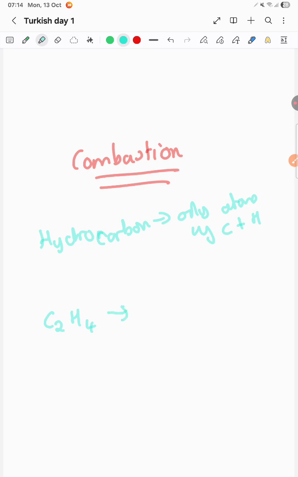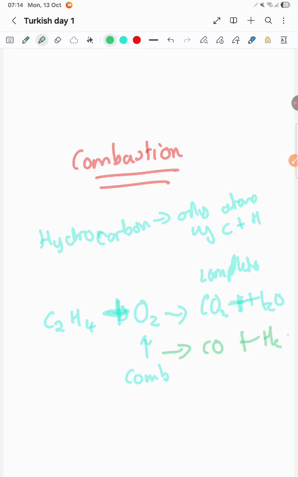Most hydrocarbons, when you burn them, when you combust them, so combustion is burning in oxygen. What is combustion? Burning in oxygen. It will produce CO2 and water if it's complete combustion. Your job is just to balance it. If it's incomplete combustion, it will produce CO and water, carbon monoxide and water. So complete combustion, CO2 and water, and incomplete combustion will produce CO and water. All right, your job is just to balance them.